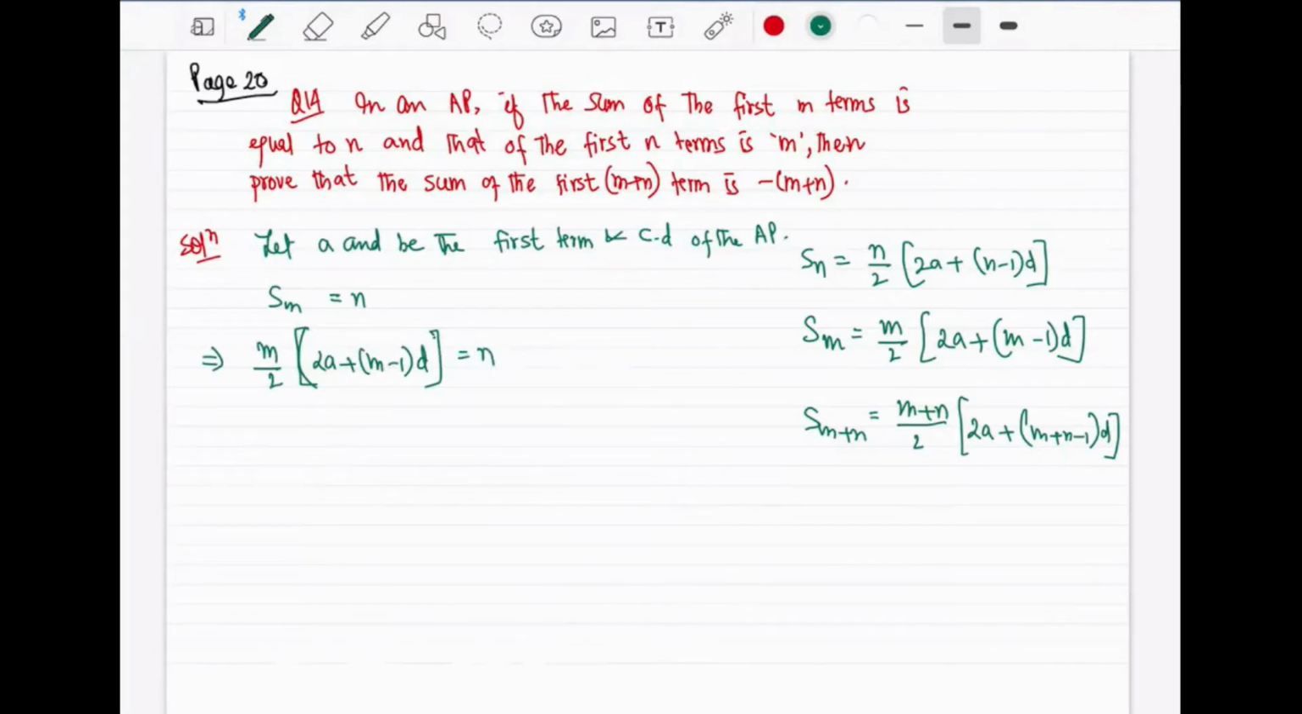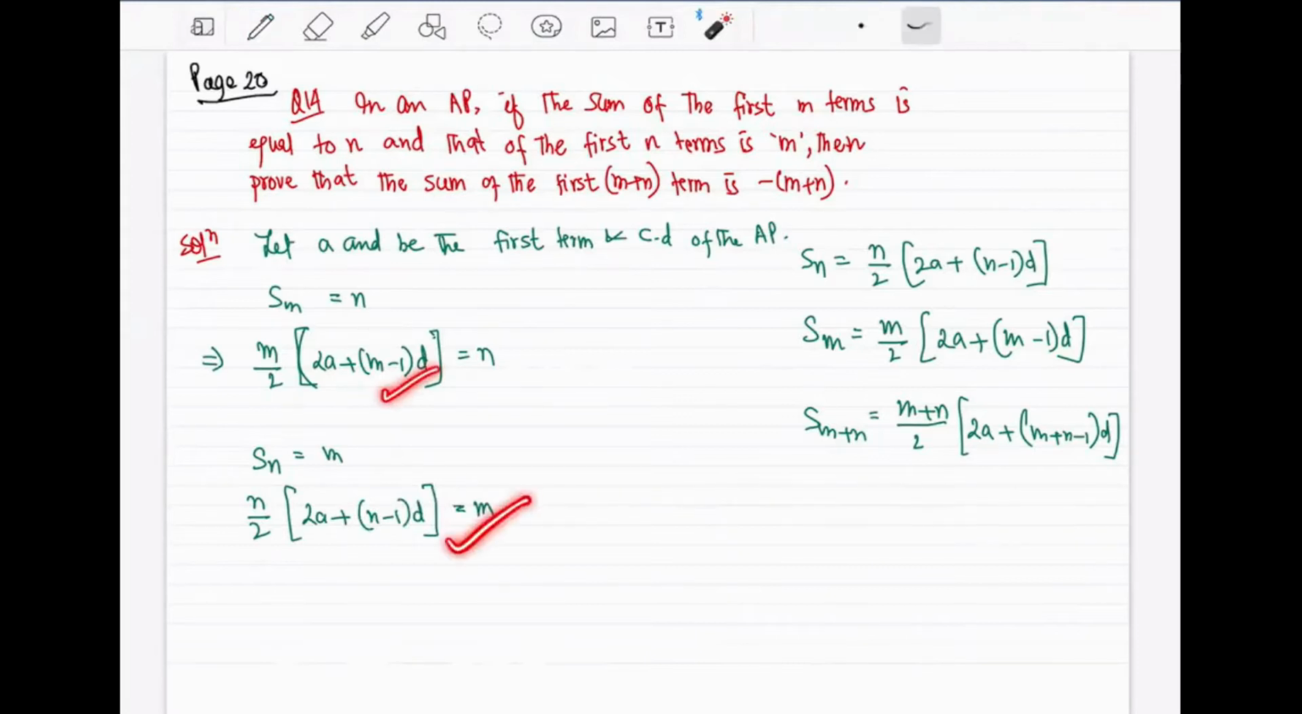And what else is given? Sn is equal to m. So we will write n by 2, (2a plus (n minus 1) d), is equal to m. This is the first one given. This is the second one given. We want to obtain what? We want to obtain the sum of m plus n terms as what? Minus (m plus n). Since you already know the formula for these three, I'm rubbing this over. Okay, it's not necessary here anymore.